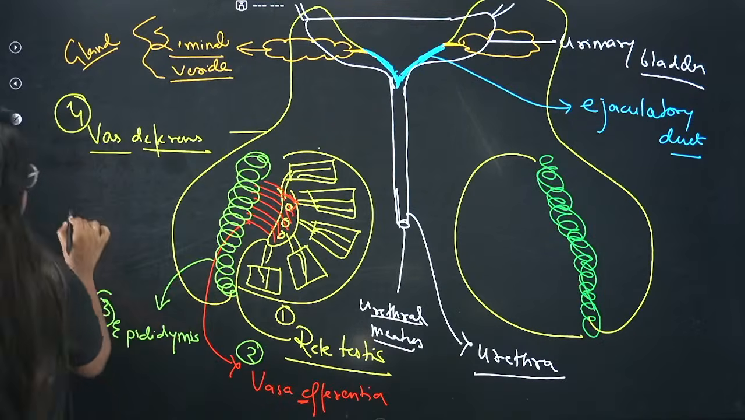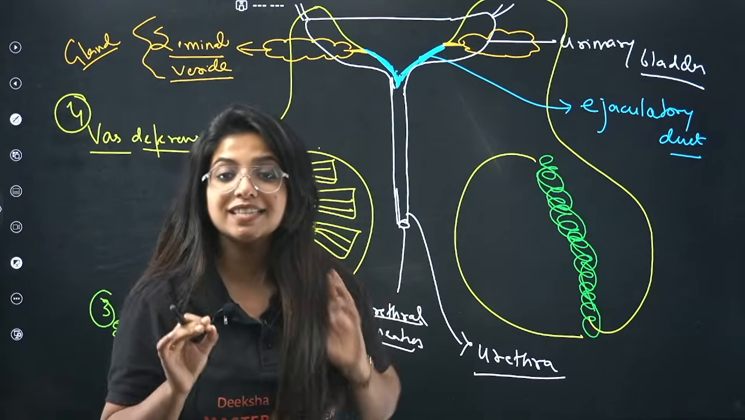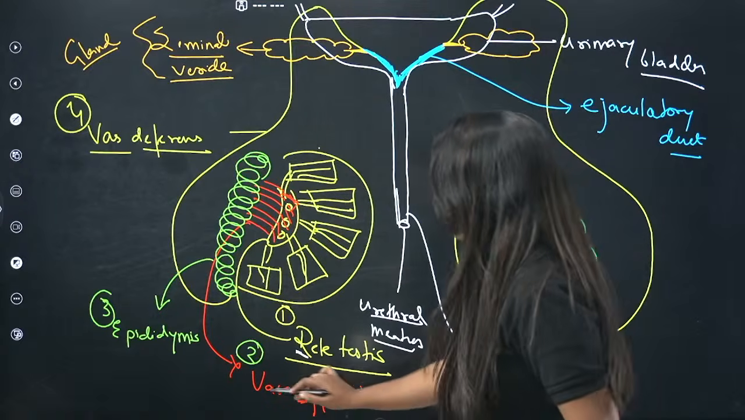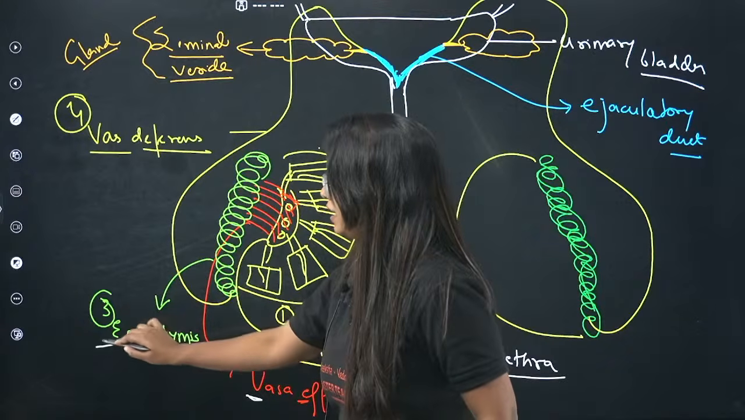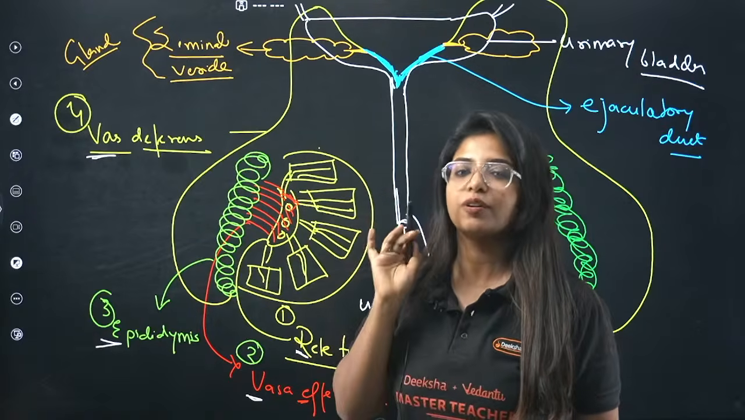And the mnemonic is Ravi visits every village. R for rete testis is Ravi, V for vas efferentia, visits, and so on. Ravi visits every village. That is a way to remember it.